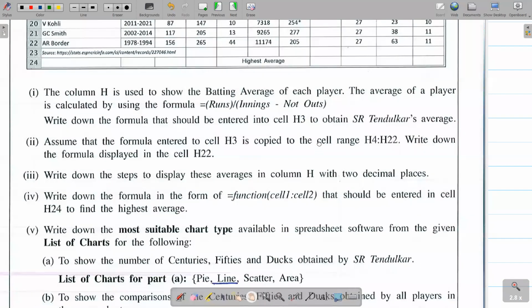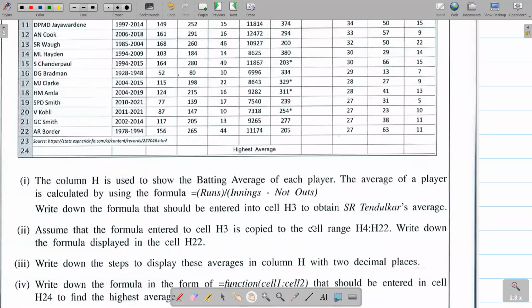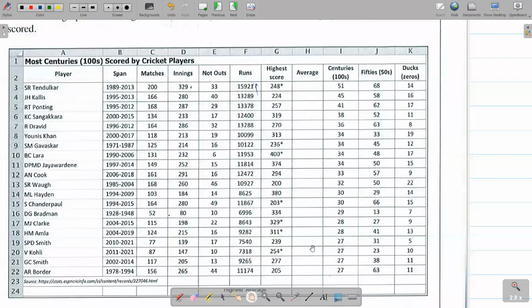The first question they are asking is that column H is used to show the batting average of each player. The average of a player is calculated by using the formula runs divided by innings minus not outs. So innings minus not outs should be together. Write down the formula that should be entered into the cell H3 to obtain SR Tendulkar's average. So cell H3, right over here. We have to figure out what the formula for cell H3 should be.